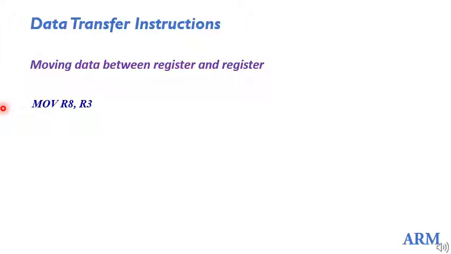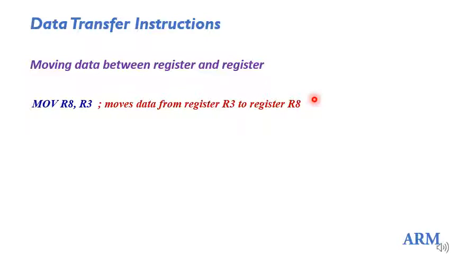MOV R8, R3 moves the data from register R3 to register R8. As I have told, the first operand is always the destination and the second operand is the source in case of move. So whatever is there in R3 will be moved on to the R8 register, and R3 will retain its previous value. It won't be erased.